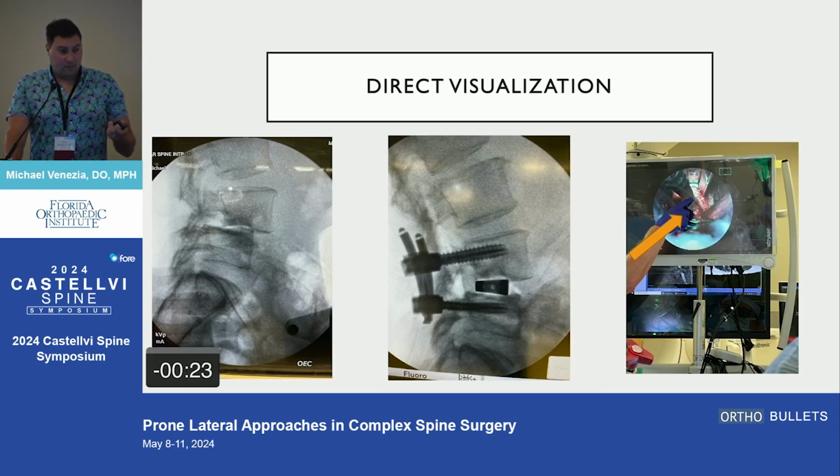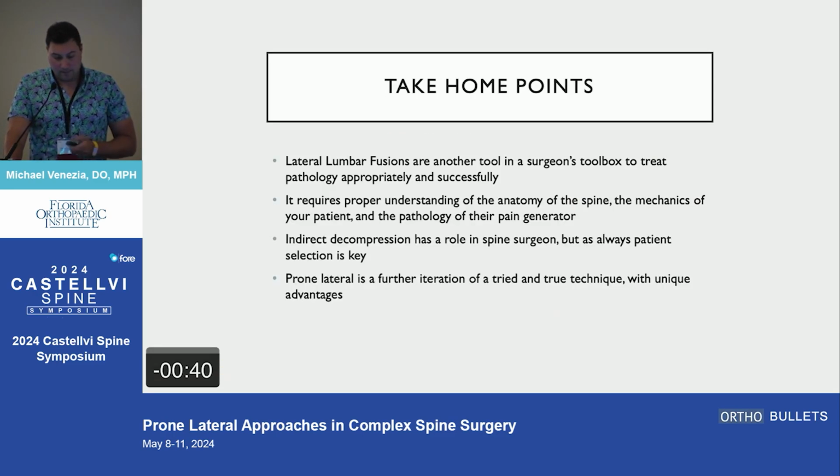This was a case that I probably wouldn't have been able to safely do without the camera system. This was a big spondy that I ended up putting in the cage first and getting reduction, but if you can see here on the screen, this is actually the root. I was able to pull the dilator out and place it in front of it so I could expand and push the nerve posteriorly.